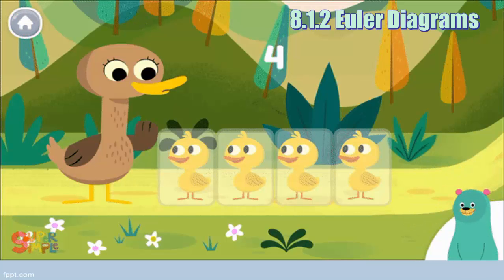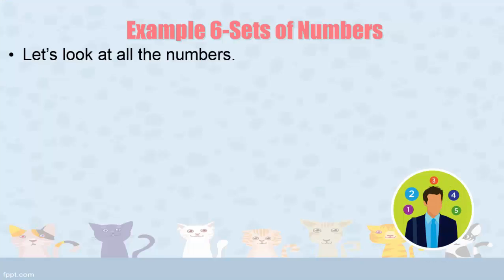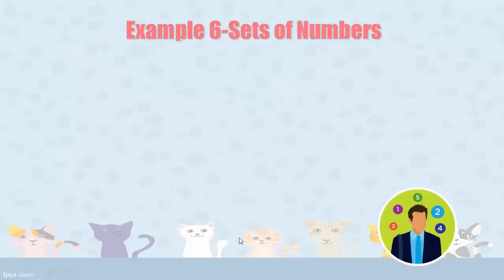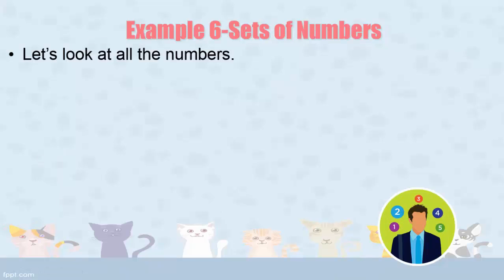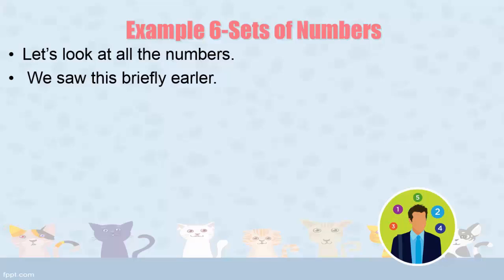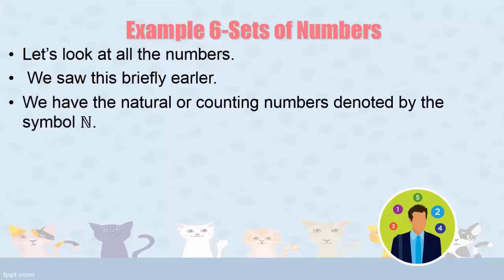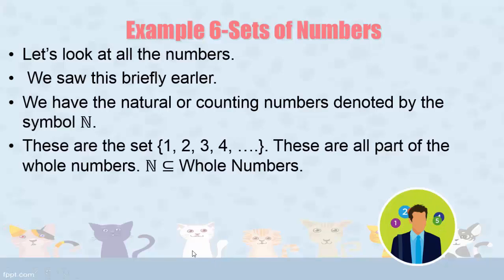Hello, welcome to Chapter 8.1, Part 2 of Euler Diagrams. Here we're going to look at numbers. Now, it's a little bit more straightforward with numbers. So let's look at all numbers. And we saw this briefly earlier when we were talking about the counting or natural numbers. And recall that these numbers are the set 1, 2, 3, 4.